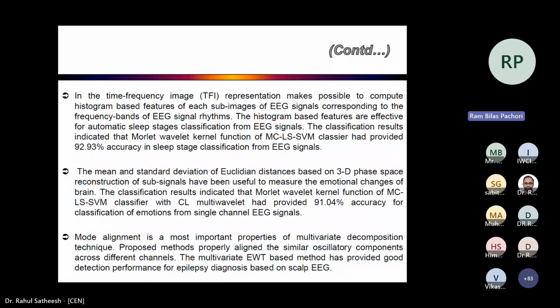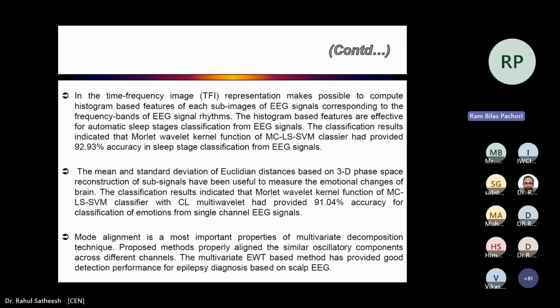And the mean and standard deviation of the Euclidean distance based on the 3D space reconstruction of sub-signals have been useful to measure the emotional changes of the brain. And the classification results have shown that the Morlet wavelet kernel function of the multi-class support vector machine classifier has provided 91.04% classification accuracy for the identification of emotions from single channel EEG signals.